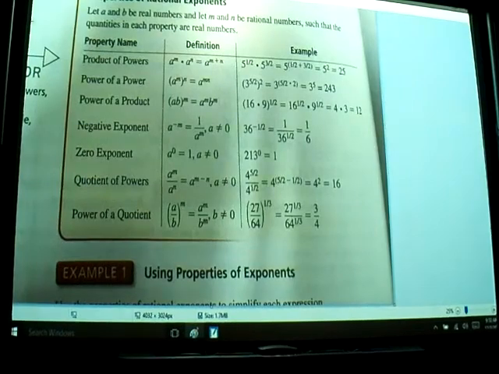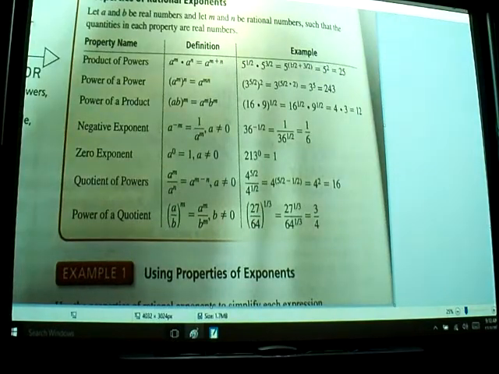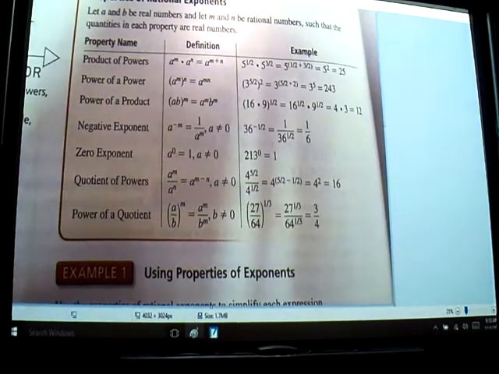We're also going to look at using these rules when there's a radical involved, like a square root or a cube root or something. That's when we're going to have to remember how to break down stuff that we did earlier in the year.